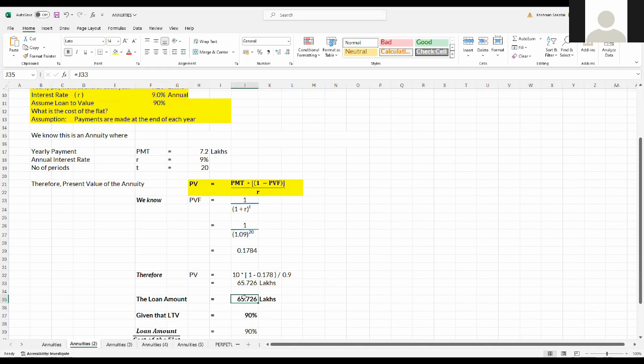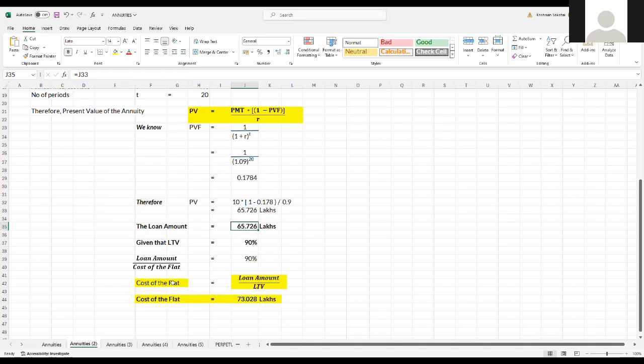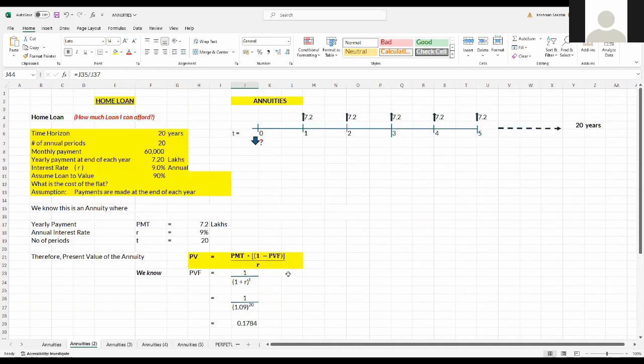So what does that mean? That means that the loan divided by the cost of the flat, so that means that loan to the cost of the flat is 90%. Therefore, the cost of the flat is just interchange the numbers in the equation. So, for example, cost of the flat is loan amount divided by LTV, which works out to 73.02 lakhs. Okay, so this is how you calculate what is the present value of an annuity.